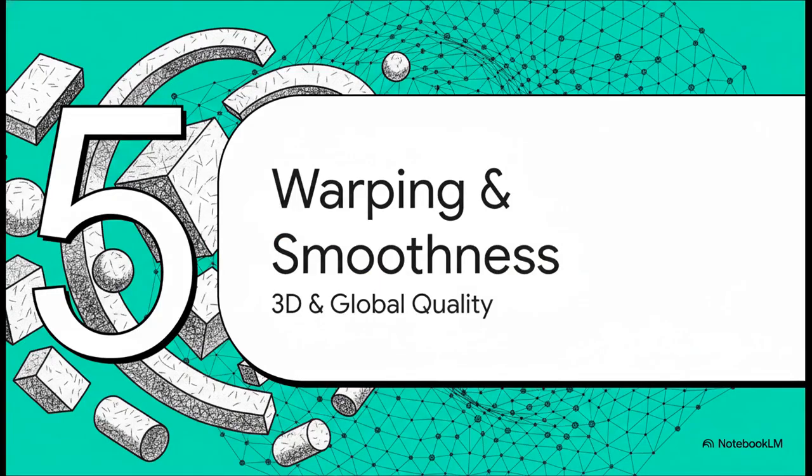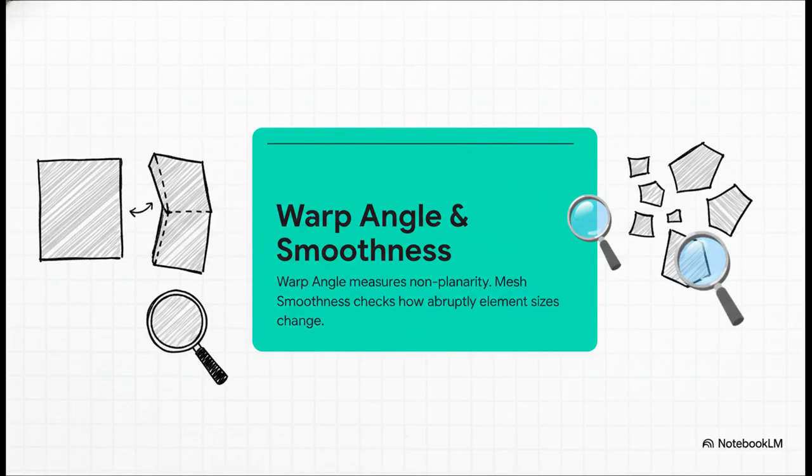Okay, let's round things out with our final 2 metrics. These look a little beyond just a single element and consider 3D effects and the overall flow of the entire mesh. First up is warp angle, and this applies only to 4-sided faces, like quads. See, any 3 points will always form a flat plane, but a 4th point can easily pop out of that plane, creating a warped potato chip shape. Mesh smoothness, on the other hand, is a global check. It's not about one element, it's about the relationship between neighboring elements and how quickly their size changes.